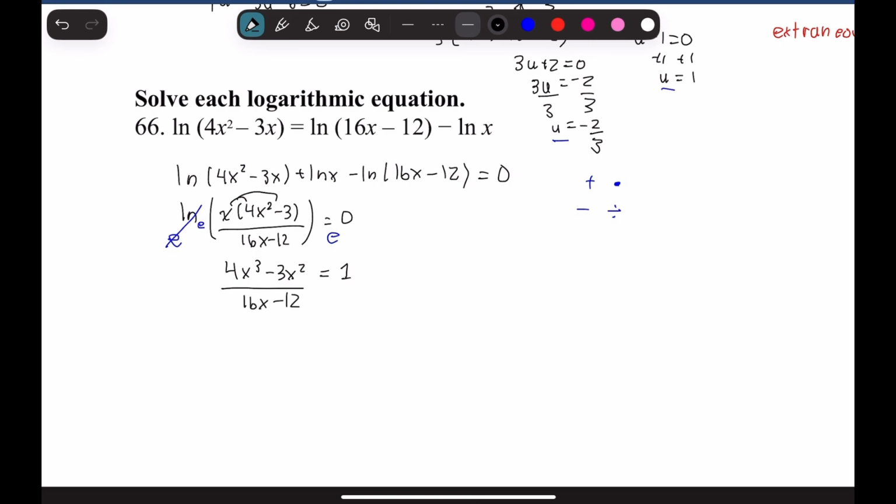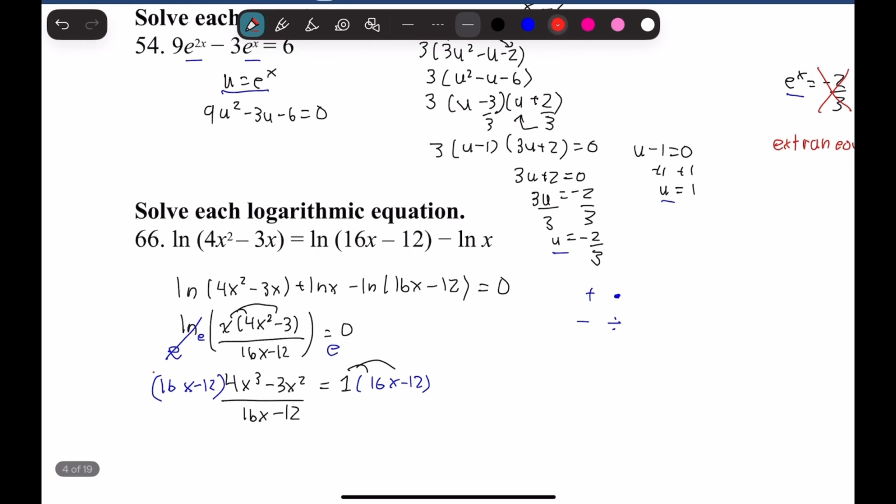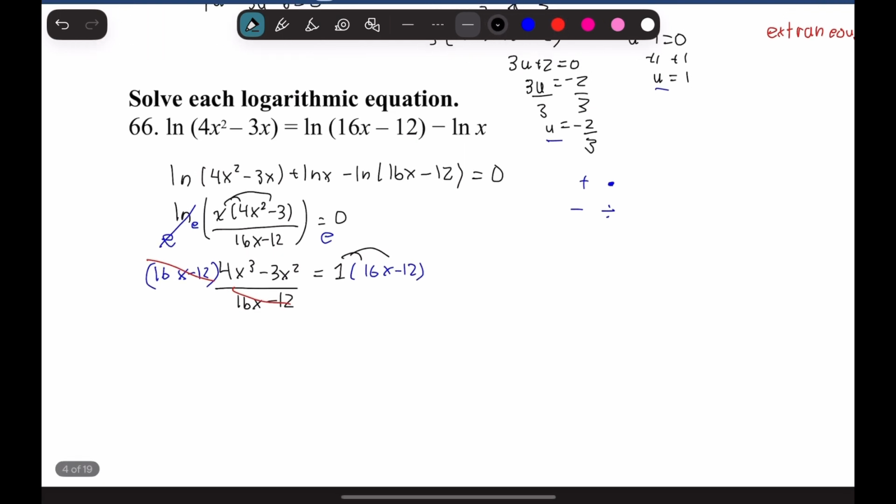So then what do we do after this? Well, we can multiply both sides by 16x minus 12. See, nice, 16x minus 12. So then, multiply that out. This just cancels. So minus 12 is equal to 4x to the 3 minus 3x squared. You can just subtract this, add that, minus 16x plus 12. And then we're gonna be left with 4x to the power of 3 minus 3x squared minus 16x plus 12 is equal to 0.